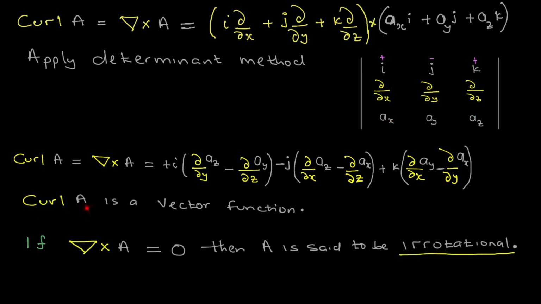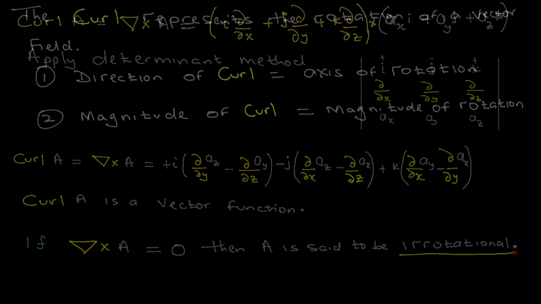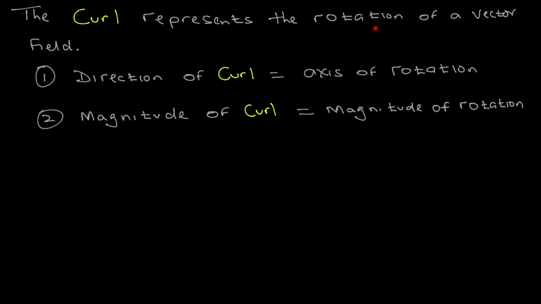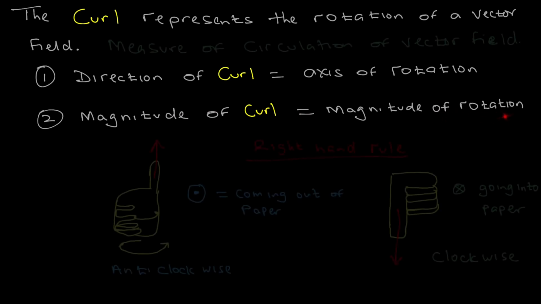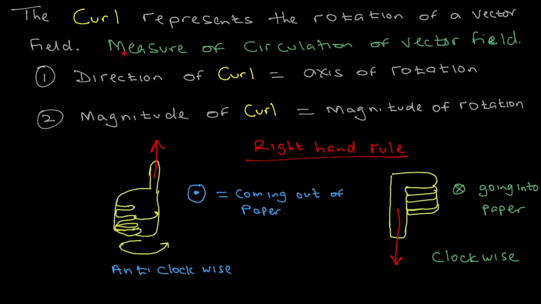So curl A is a vector function. Remember, A is a vector and curl is basically del cross. And if curl A is equal to 0, then A is said to be irrotational. So the curl represents the rotation of a vector field, and the direction of curl is the axis of rotation, and the magnitude of curl is the magnitude of rotation. So the curl is a measure of circulation of the vector field.